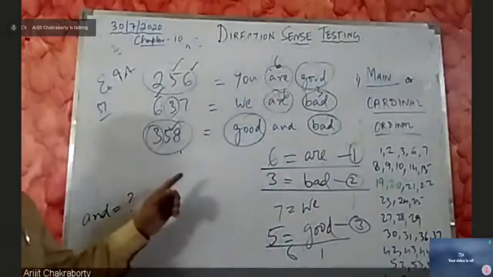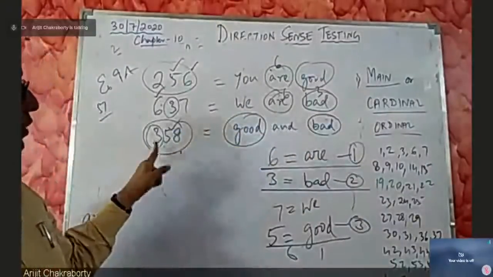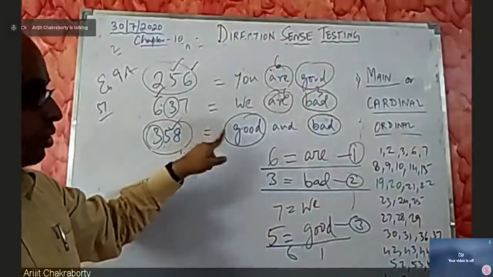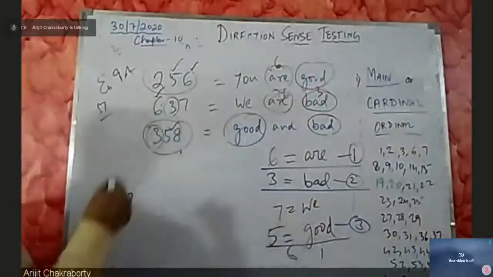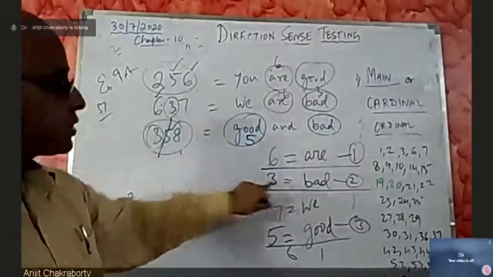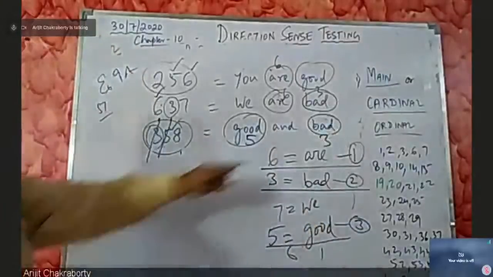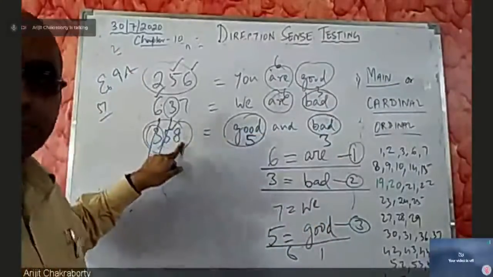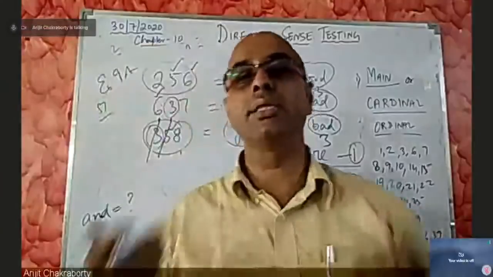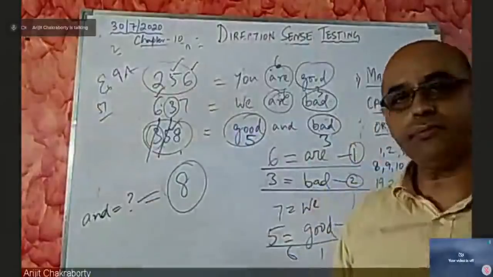So, if you now see the last sentence, "good and bad," the number is 3, 5, 8. Out of this, good stands for 5. So, 5 is gone. Bad is 3. So, 3 is gone. So "and" is left, 8 is left. That means "and" means 8. So, our answer is "and" means 8.